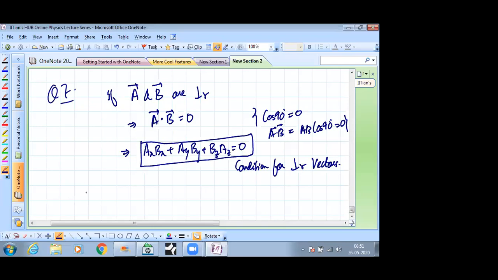Okay, so in 7th question, the vectors are given to us as some unknown constant C i cap minus 4j cap plus 2k cap.